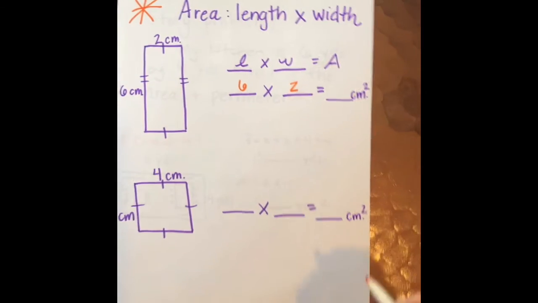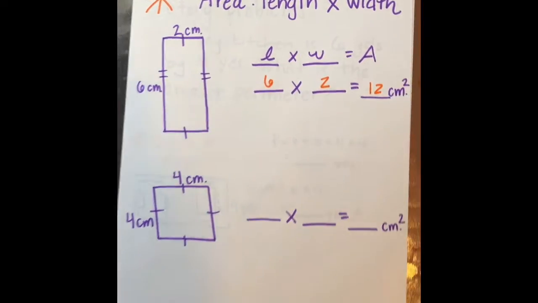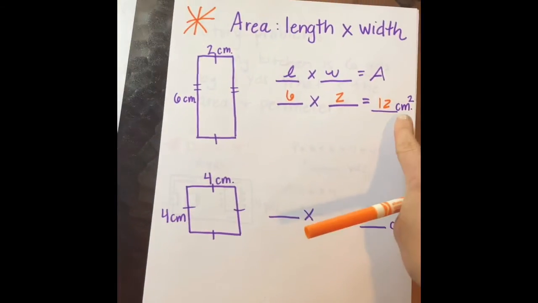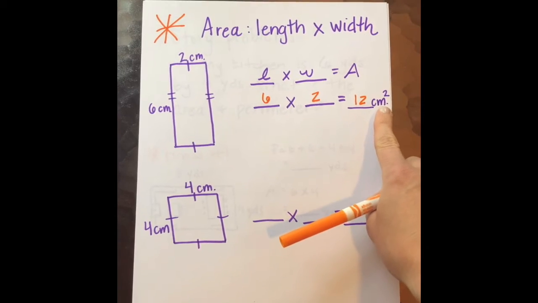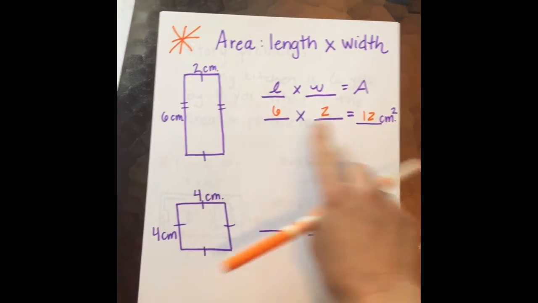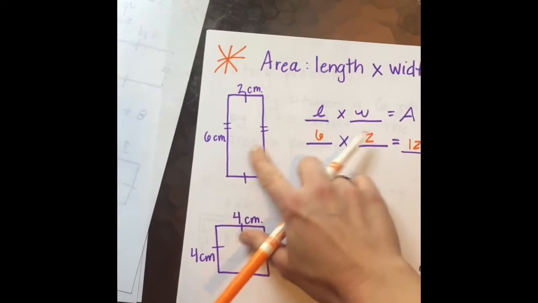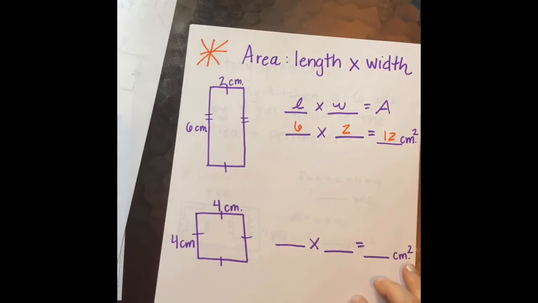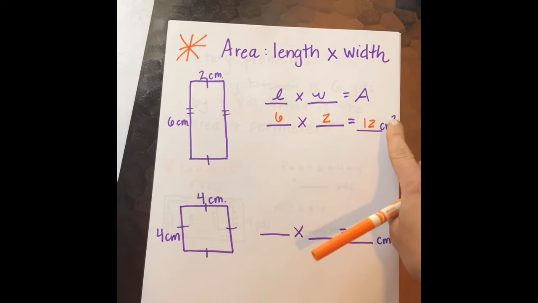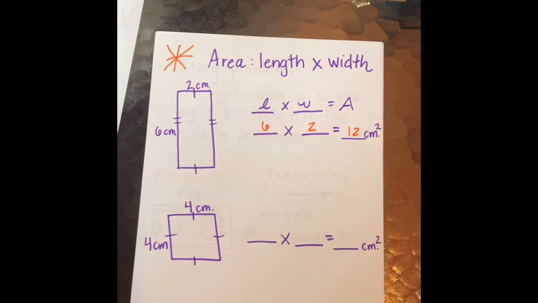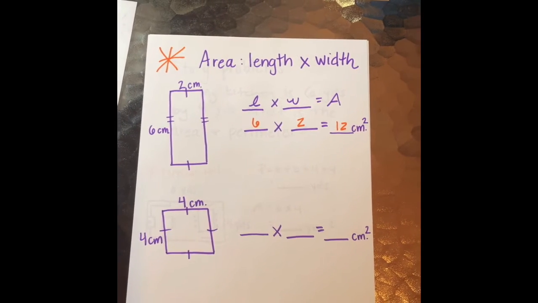6 times 2 is 12. We're going to use the units of centimeters squared. Area is a two-dimensional thing. It is the amount of space within the shape. So we use this unit of centimeters squared, or it could be yards squared, feet squared.